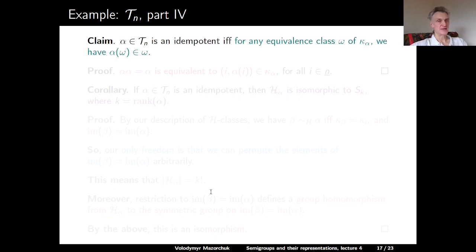An element alpha in T_n is an idempotent if and only if, for any equivalence class omega of the kernel of this element, the element sends omega to some element in omega. Proof: the condition that alpha after alpha is equal to alpha is clearly equivalent to the condition that the elements i and alpha of i belong to the same class of the kernel for any i in n.